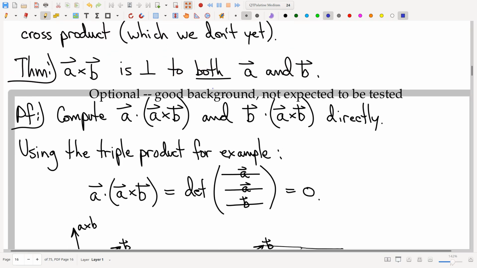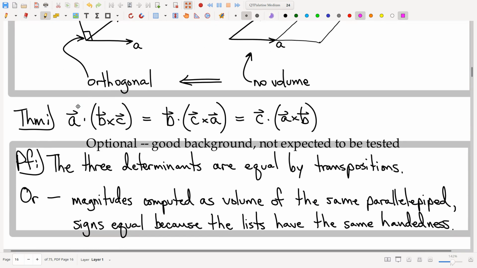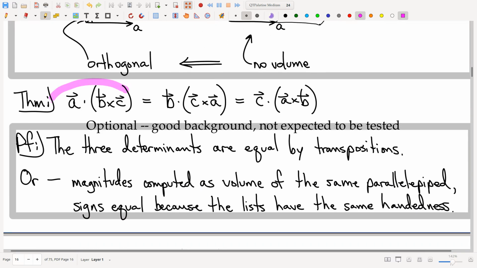Yes, sir? By the A cross B, you mean the resulting vector is perpendicular? Absolutely. Yeah, that's right. So when we write that, it means the thing that is produced when you do that cross product. Absolutely. Okay. Next fact. The triple product. When you cycle the vectors, when you move that one over to there and that one over there and that one fell off and you come back and put it back over to there. When you cycle through the list, the triple product doesn't change.